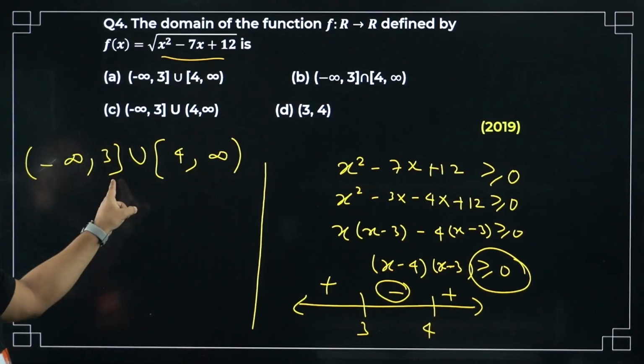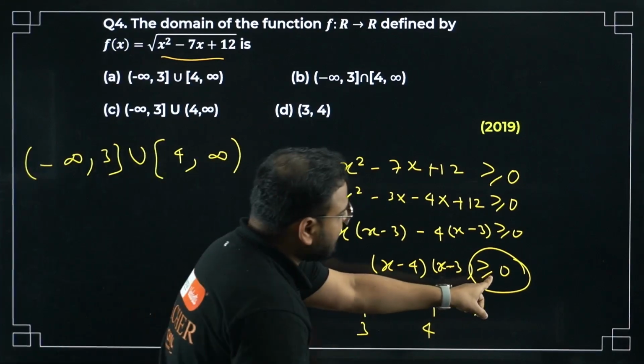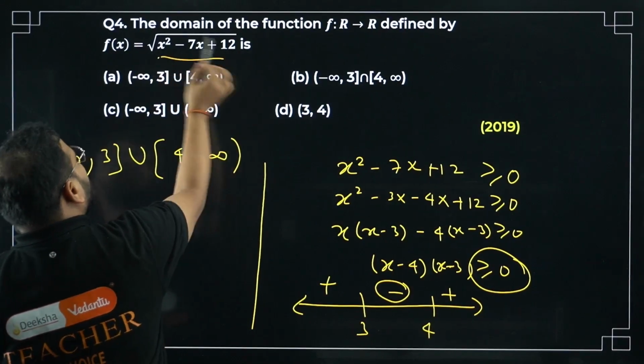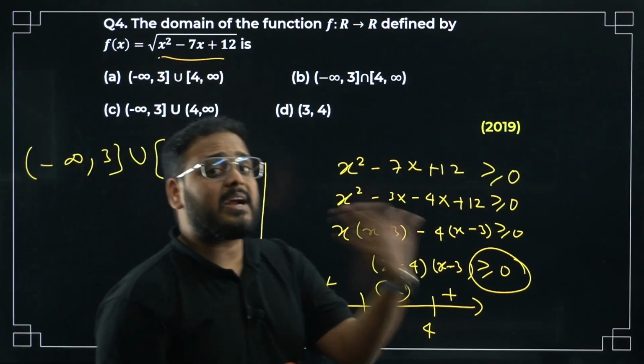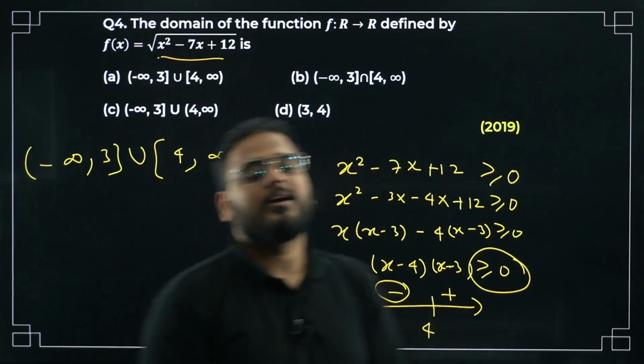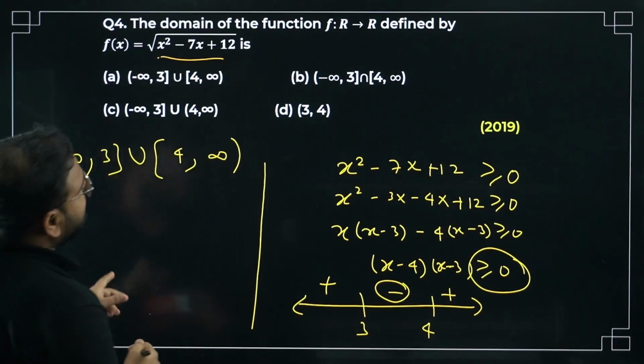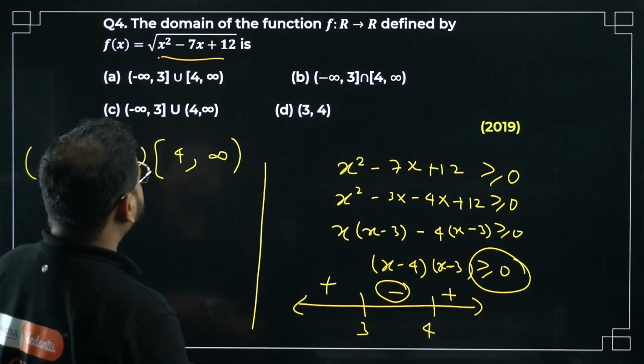Why closed here and here? Because there is an equality sign. Why equality? Because this can be 0 also, right? Even this can be 0. It can't be negative. It can be 0. Correct? Hence the answer is option number A.